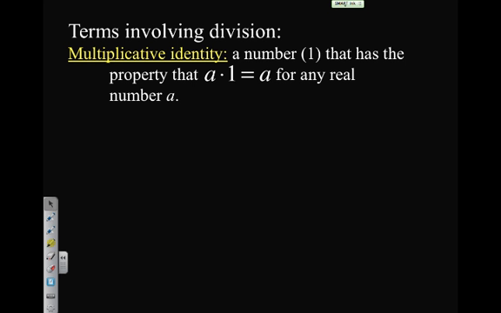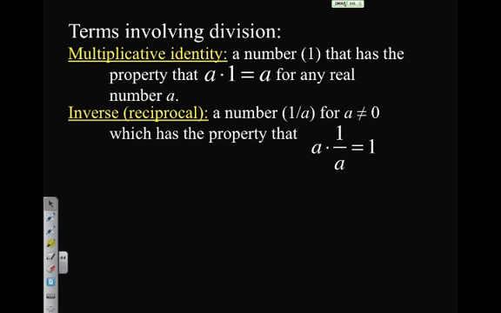Some terms involving division. When we have the multiplicative identity, that's a number, and again we represent that with a 1, and it has this property. Any number times 1 is still that number for all real numbers A. So, 83 times 1, we know that's 83. We don't even have to think about that. We learned that a long time ago.